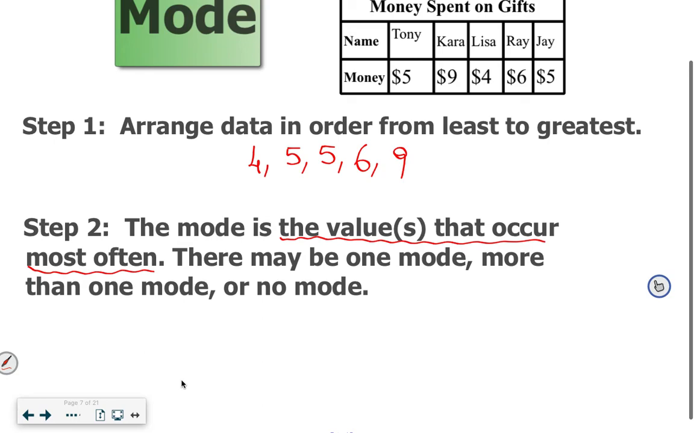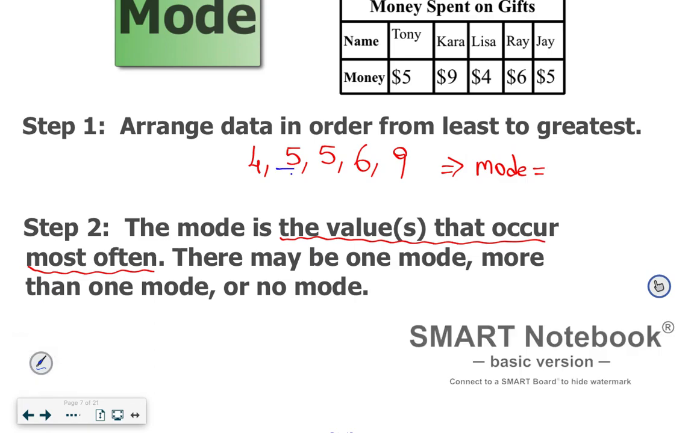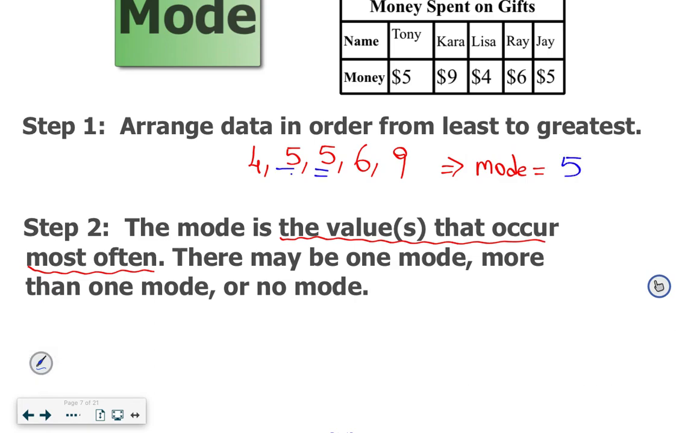As you see here, what is the mode of these given data? The only number which is repeated is 5. That's why your mode is 5. This is how we are finding mode.